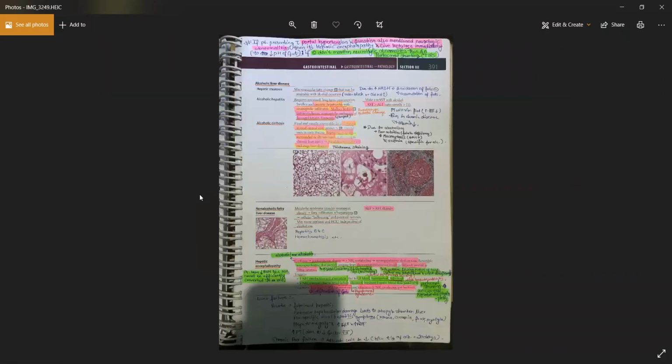And please remember, whenever you get a high alkaline phosphatase, you always need to check the patient's GGT to make sure whether the liver pathology is there or not.